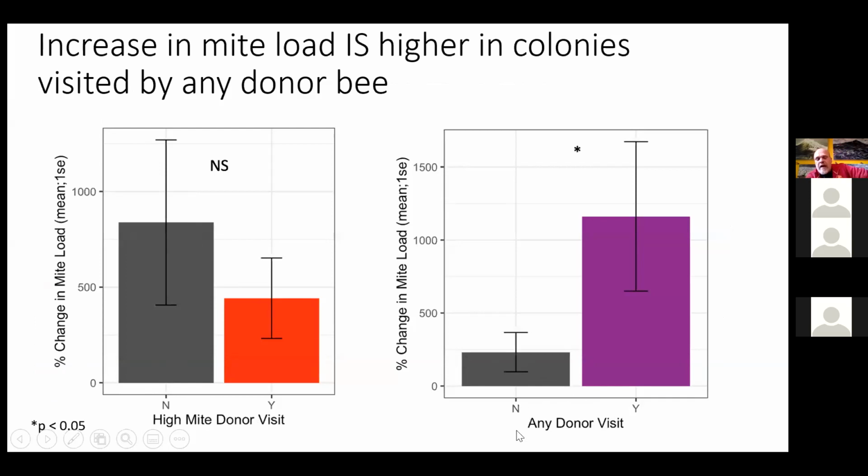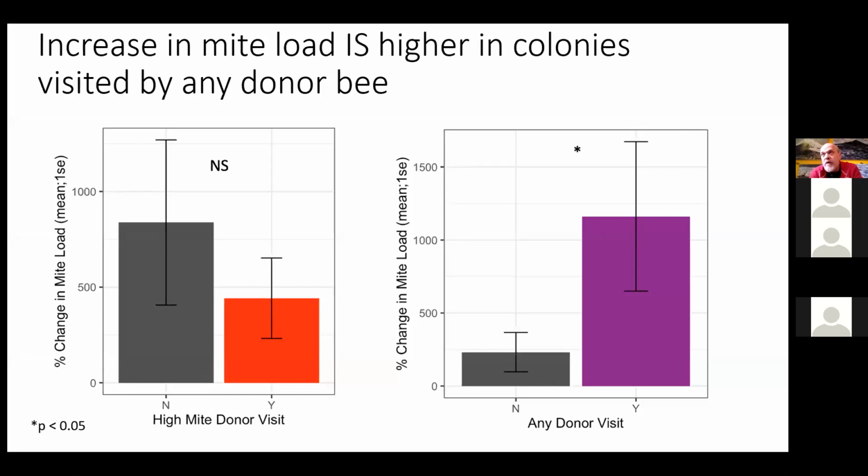However, if you look at any donor visit, so did this colony get a visitor at all? Yes. Then the mite population increased much more dramatically at that distant colony. So it looks like colonies that get visited a lot have much higher increases in mite levels. So they're obviously getting mites dispersed. But an interesting part of that study, and here I think we have a lot of work to do, is something that could really help a lot of beekeepers.